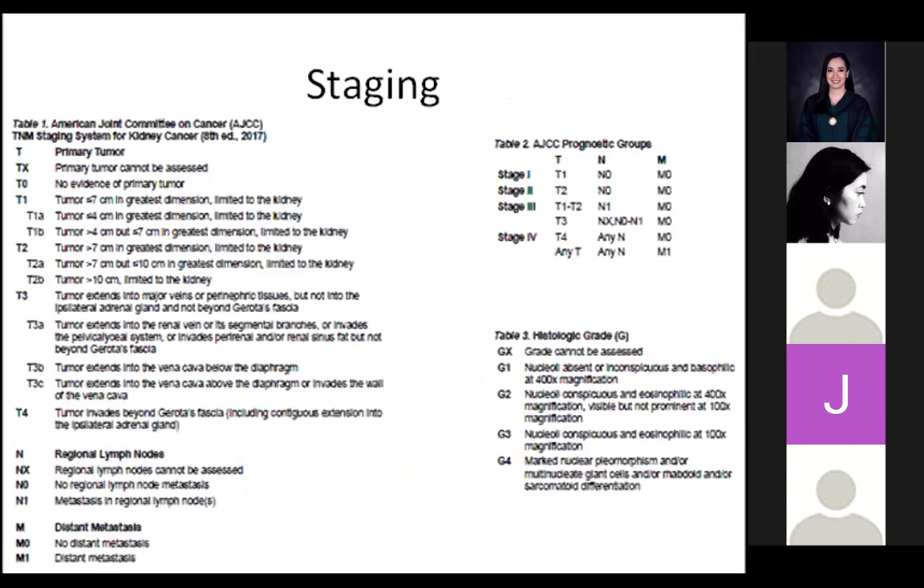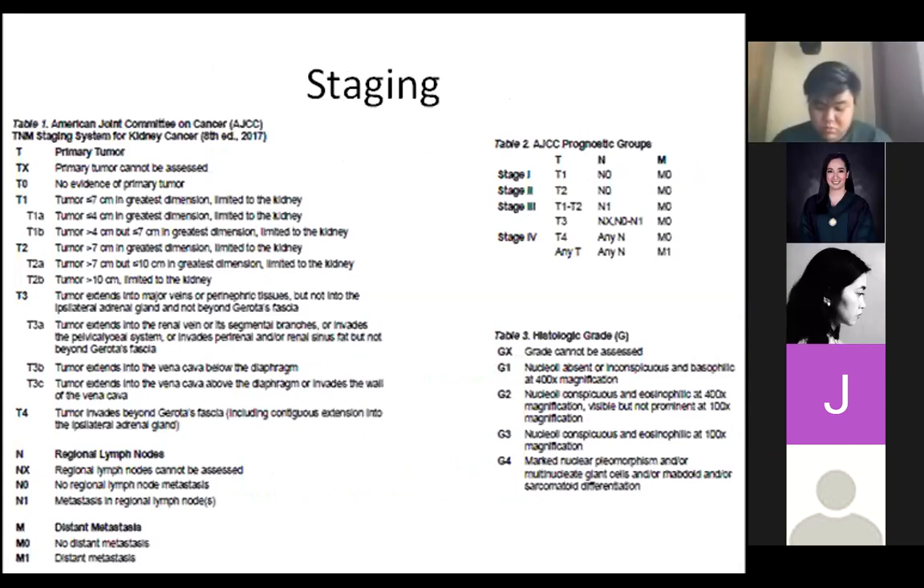So for the staging, ito na yung medyo madugo, no? Usually kabisado siya ng urologic oncologists and urologists. We use the AJCC, American Joint Committee on Cancer 8th edition. So TNM siya. T0 would mean no evidence of primary tumor. Pag T1, 7 cm yung marker mo. So 7 cm or less, T1 ka.